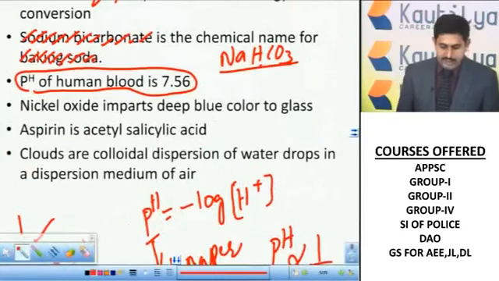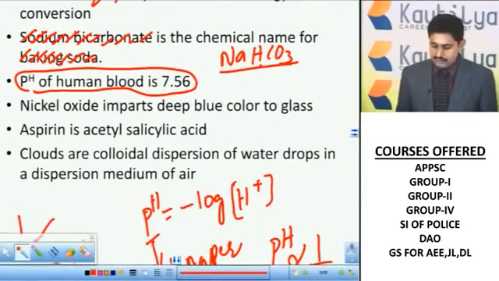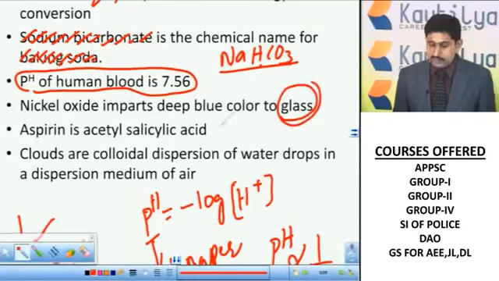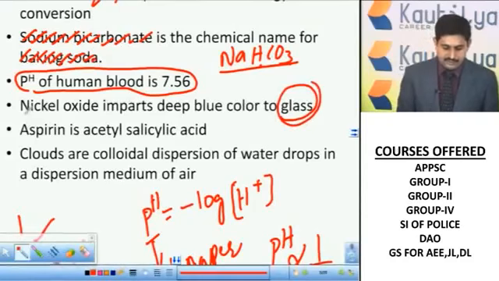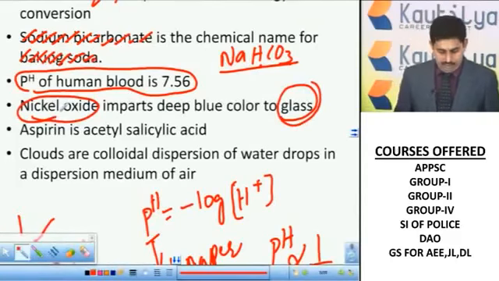Now, nickel oxide imparts a deep blue color to glass. So, regarding the color property of glass, glasses are colored because of the presence of nickel oxide. This is very important: nickel oxide is used for coloring glass.